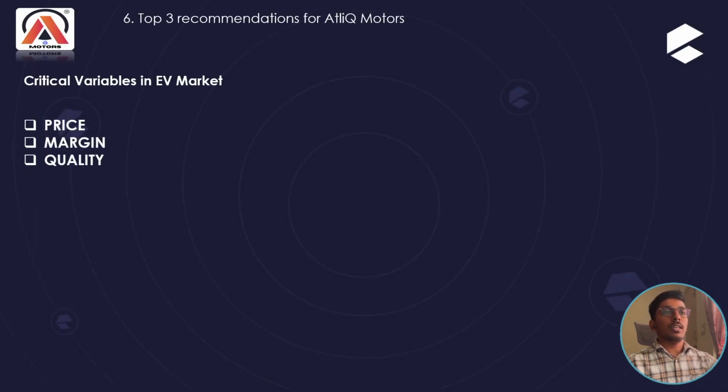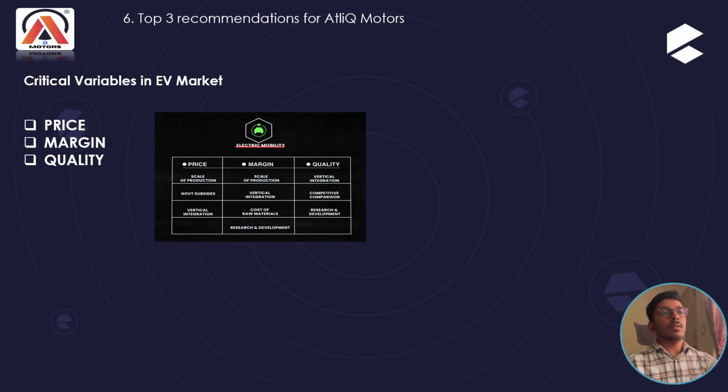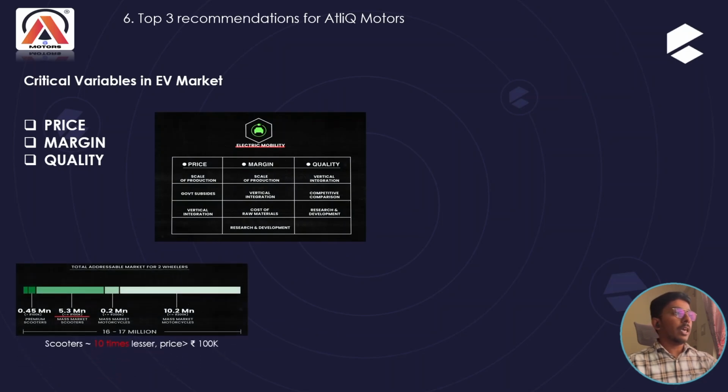Top 3 recommendations for Atlic Motors. Price, margin, and quality are considered as the critical variables in the Indian market. We can see other sub-factors which are affecting these 3 variables. As per the below graph from KPMG, scooter sales drop by 10 times if the price exceeds 1 lakh rupees. So, Atlic Motors should concentrate on targeting this less than 1 lakh rupees segment.